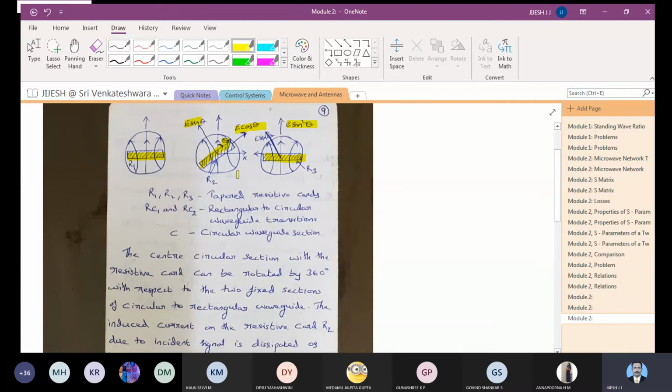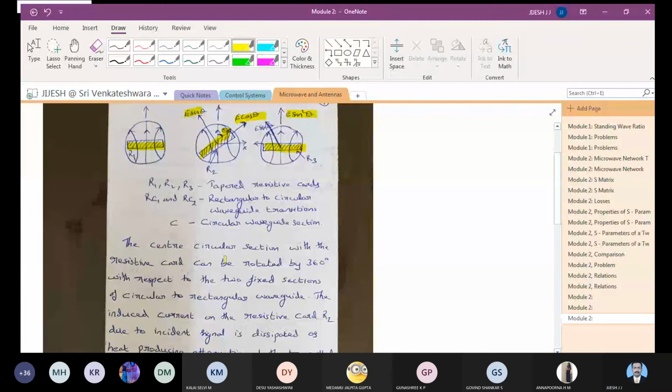So write all these things. You have drawn this figure. If you have any doubts, you can ask me now. Have you drawn this figure?